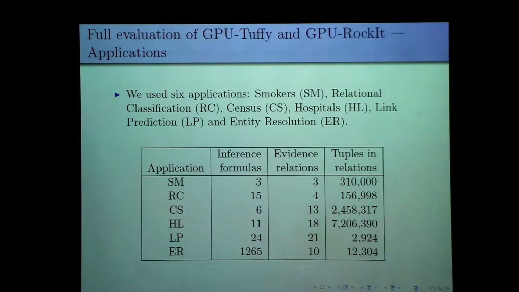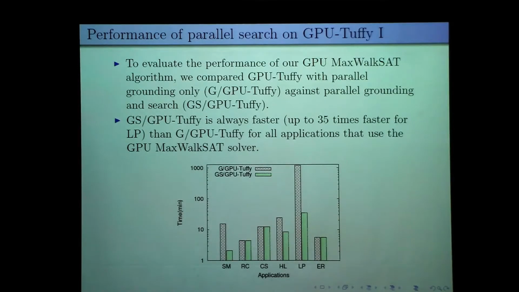Well, we performed an evaluation of both of our systems using these 6 applications, and here we can see the number of tuples in the relationships and the formulas. And first, the performance of our max-Walksat algorithm on GPU. To compare its performance, we compared GPU Tuffy, its normal version that only includes grounding, against a version of GPU Tuffy that includes both grounding and search.